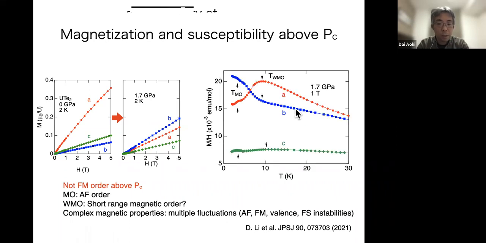And here is the temperature dependence of the magnetic susceptibility for the A, B, C axes. We can see the anomalies T_WMO and T_MO, but T_WMO is just a crossover. And for T_MO, we can see a clear kink at low temperature. This most likely indicates antiferromagnetic order. For T_WMO, we don't know yet what the origin is, but probably it's due to short-range order or some complex magnetic property, due to multiple fluctuations: antiferromagnetism, ferromagnetism, valence, or Fermi surface instability.